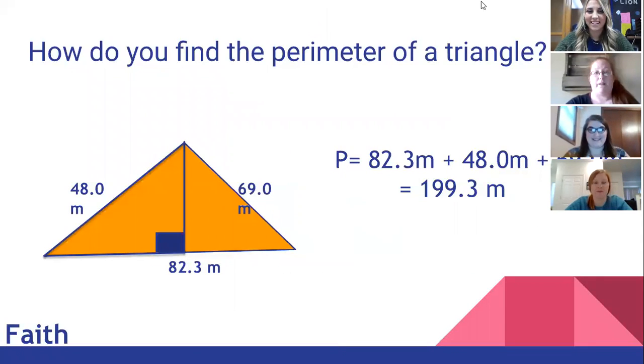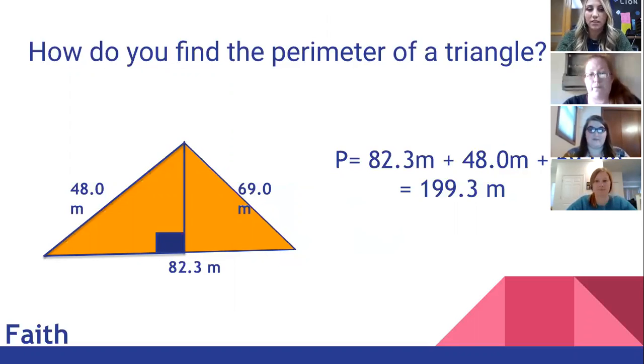Hey, Faith, how do you find the perimeter of a triangle? Okay, so that's a great question. How do we find the perimeter of a triangle? The perimeter of a triangle is when you have 3 side lengths and you add them together to find the perimeter. The formula for finding the perimeter is very simple.